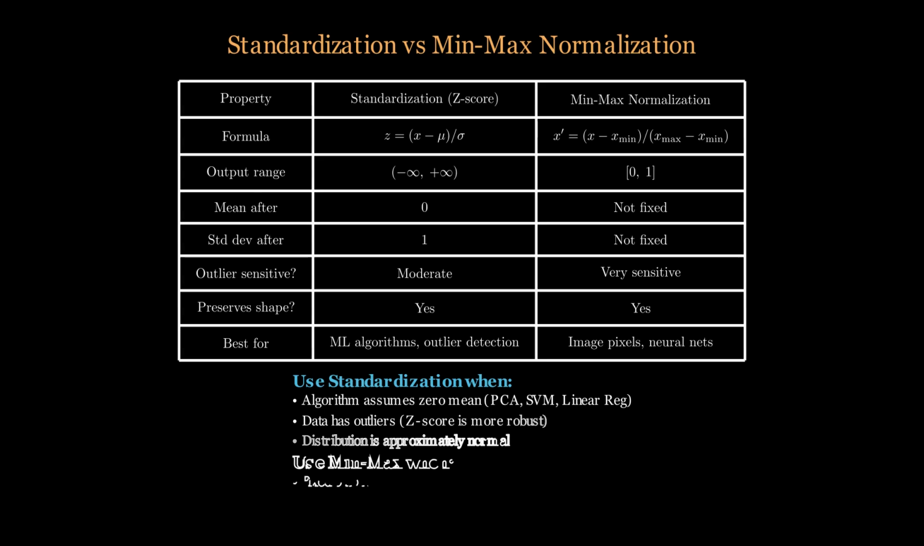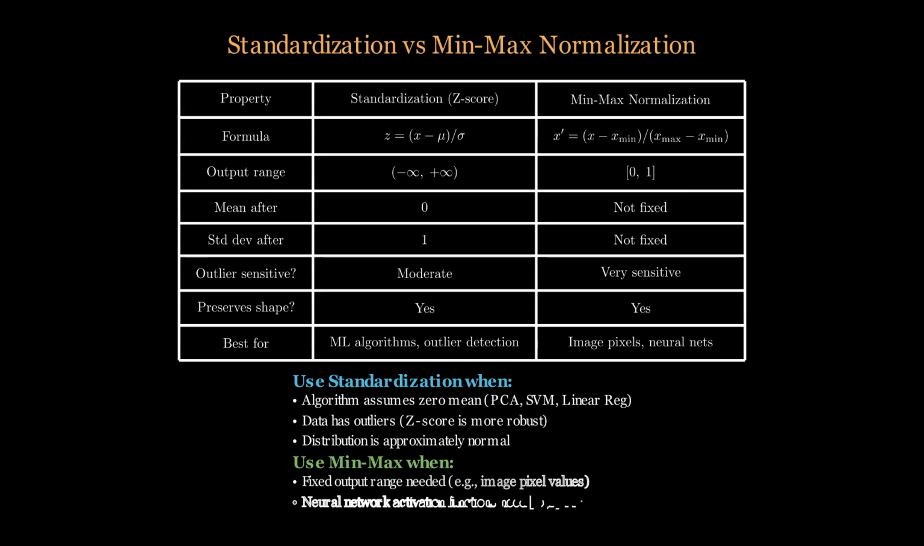Use standardization for most machine learning algorithms. PCA, SVM, and linear regression all benefit from zero mean unit variance inputs. Use min-max when you need a strictly bounded range, like feeding pixel values to a convolutional neural network.